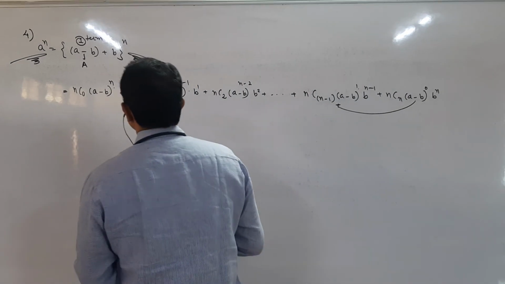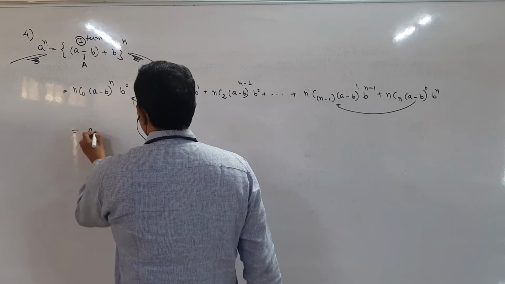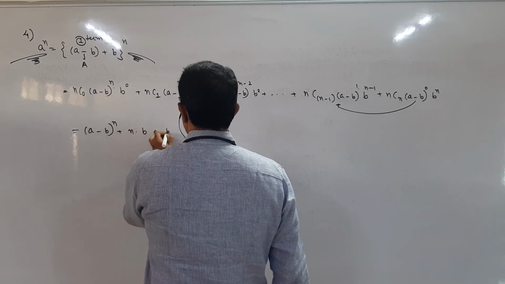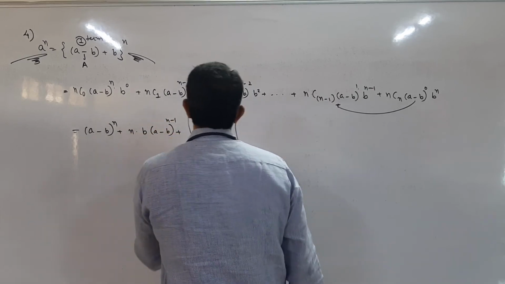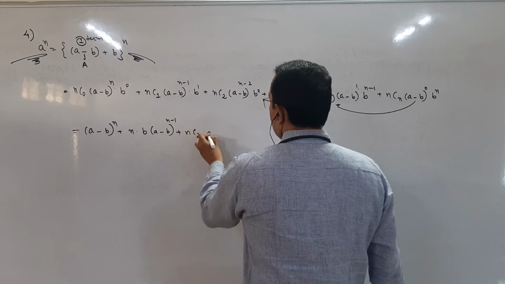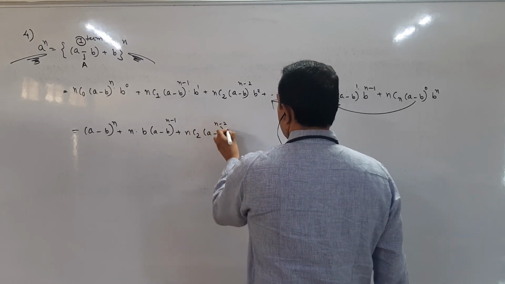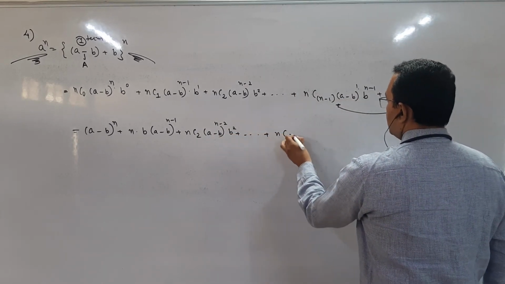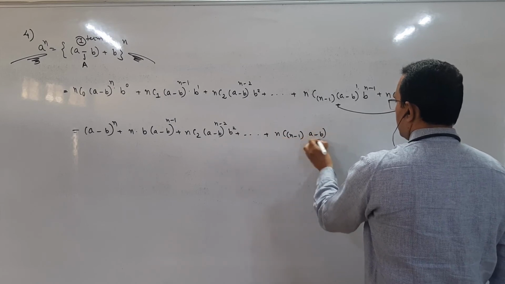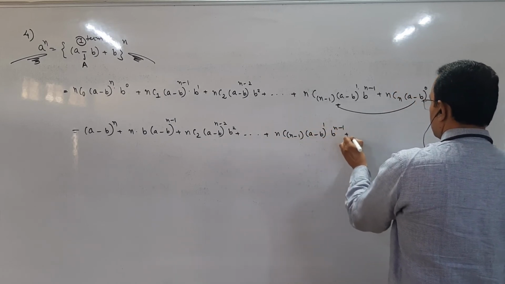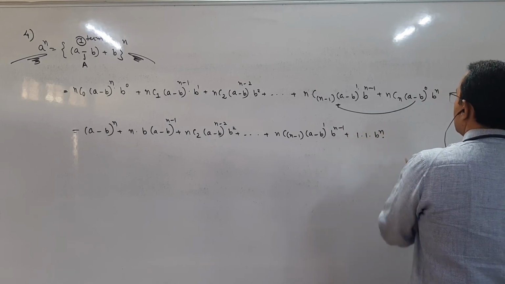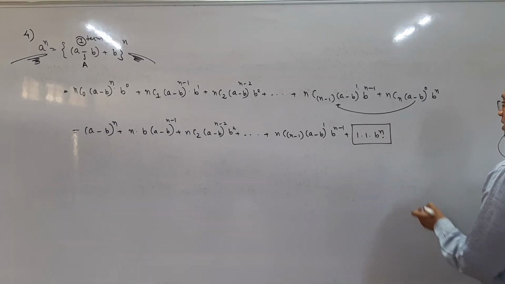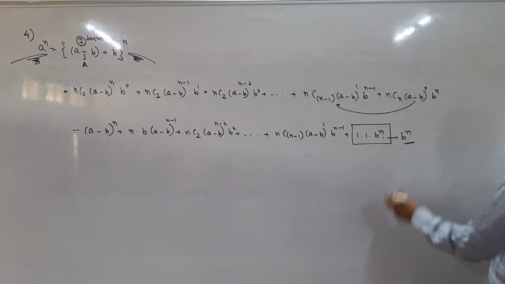Now, this is simplified and written as a minus b raised to n. Let us write this as nb, a minus b raised to n minus 1. Remaining coefficients will not simplify. nC2, a minus b raised to n minus 2, b square, up to nC(n minus 1), a minus b raised to 1, b raised to n minus 1. This is 1 into b raised to n. There is easy simplification for the last term: 1 into b raised to n will be b raised to n.